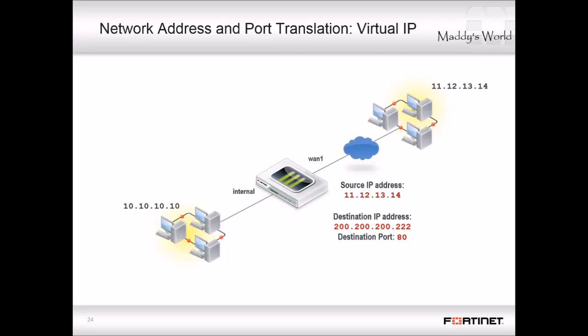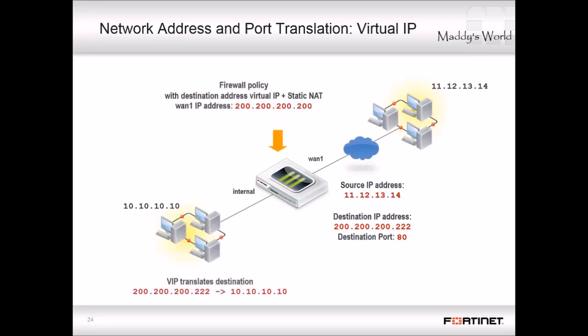connect to. If you use NAT on an external to internal policy, you would only be changing the source IP. The destination address would still be a public IP, but the web server is internal. So what do you do? Well, you use a virtual IP to NAT the external IP destination through to the internal IP.